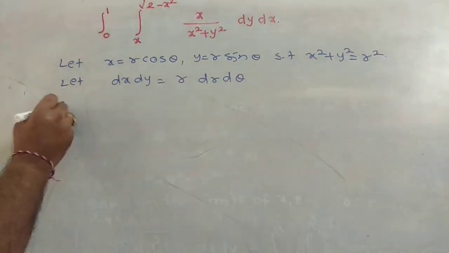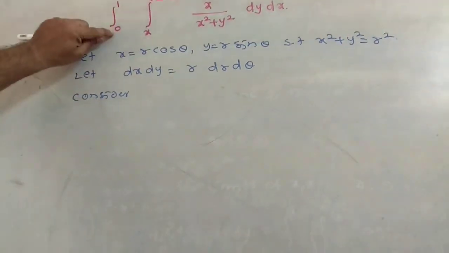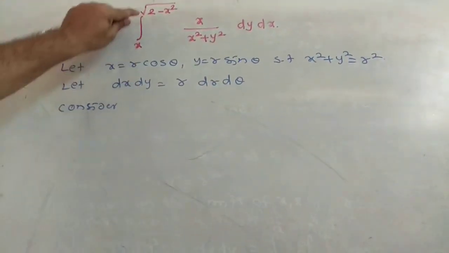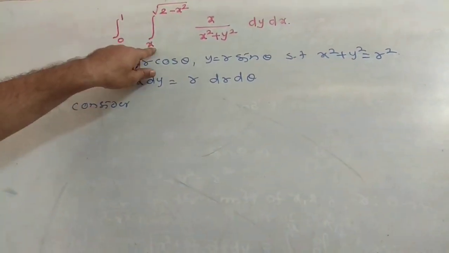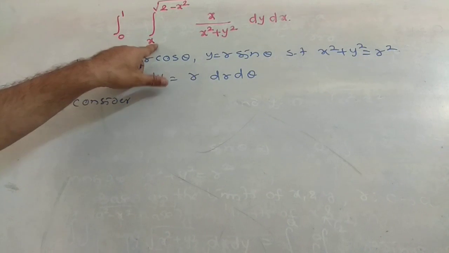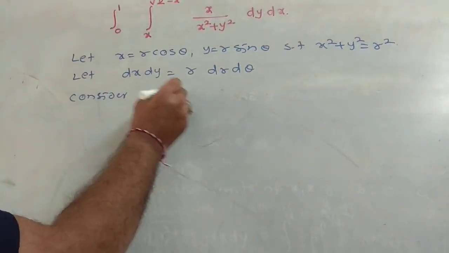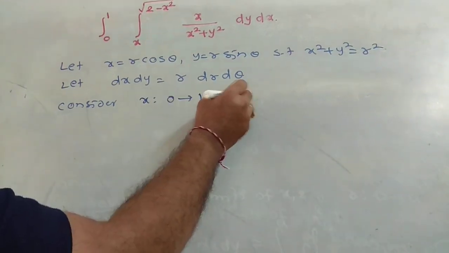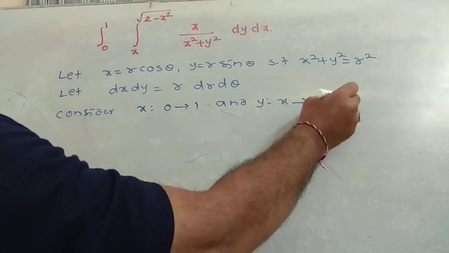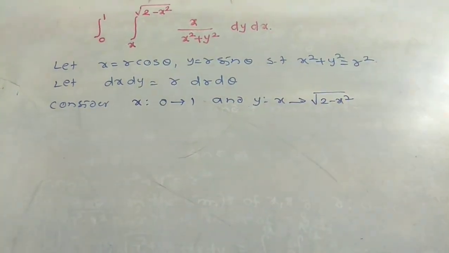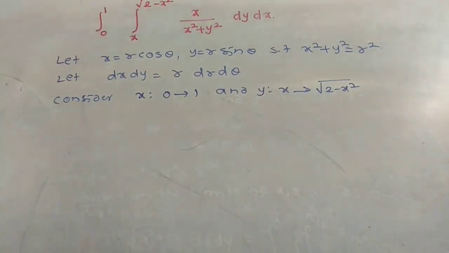Before going to that, you just look at the limits of your old variables. First integral 0 to 1, second integral x to root of 2 minus x square. So automatically you can say that the x variable is there, means definitely y limits, and this is your x limits. So your x limits 0 to 1 and y limits are nothing but x to root of 2 minus x square. Okay. Now using that, I am entering into limits.